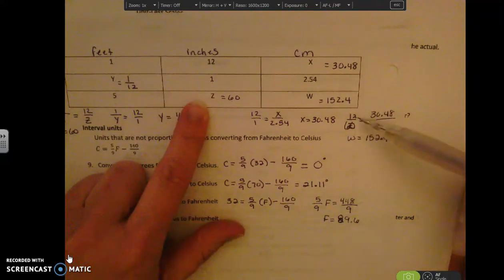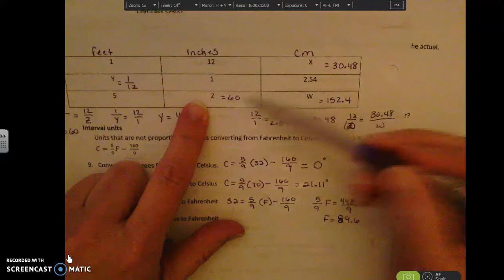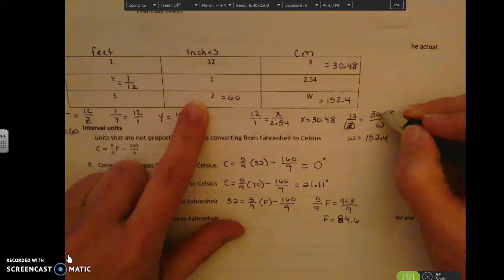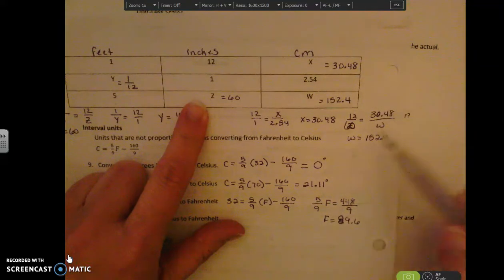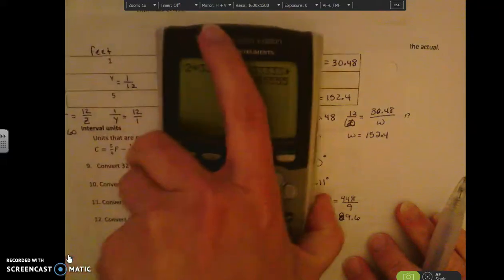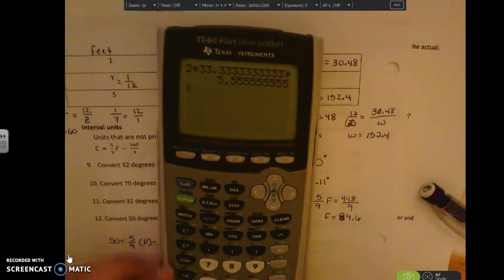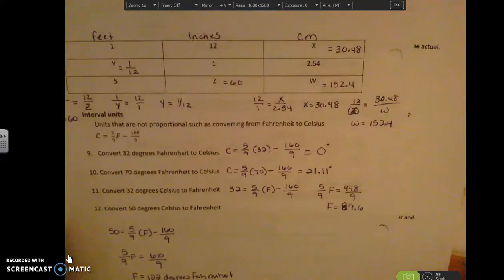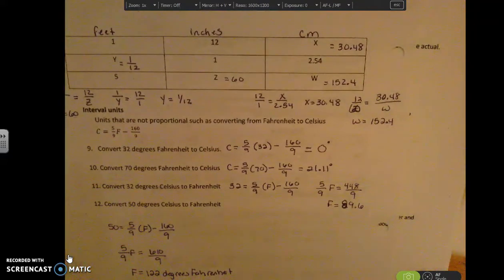And now I'm going to find W. Z I found is 60, so I'm going to do 12 over 60 and 30.48 over W, and I'm going to cross multiply. So for this last one, I'm going to do 30.48 times 60, and I'm going to get an answer, and I'm going to divide that by 12, and that's where I get the 152.4.